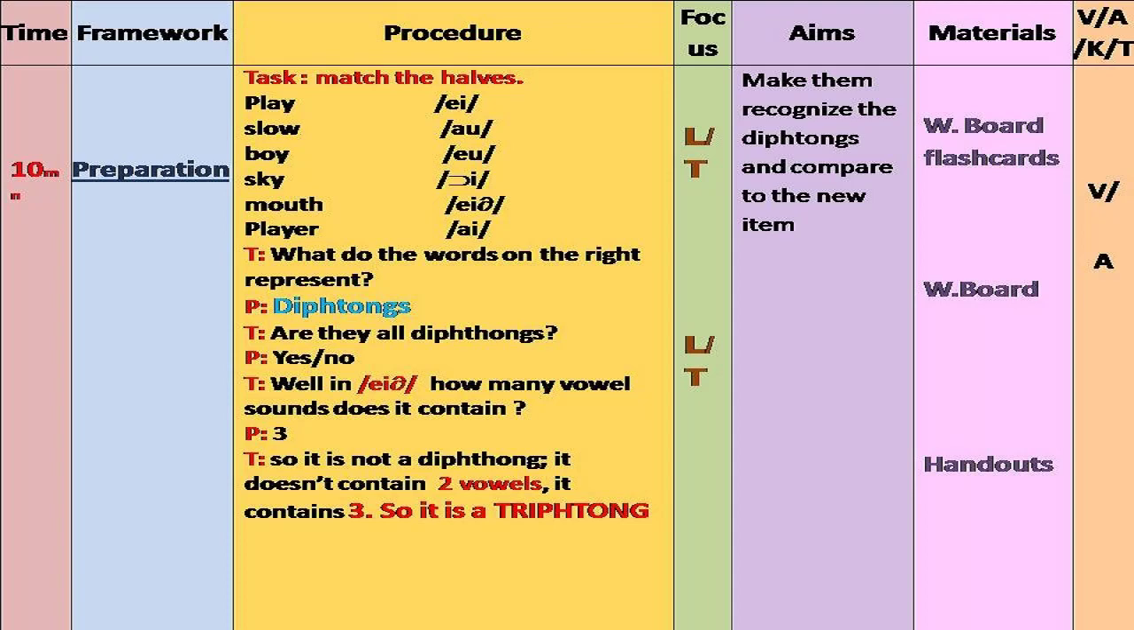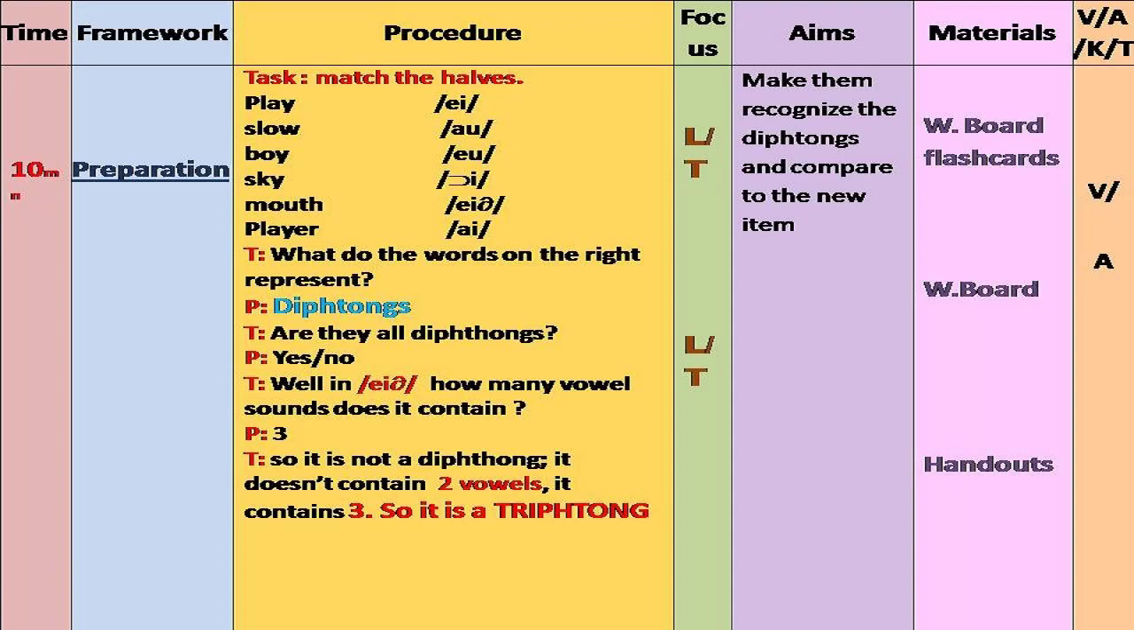So when I interact with my pupils, I'm preparing them for the presentation phase. That's why this phase is called preparation. What do the words on the right represent? They are diphthongs. Are they all diphthongs? Maybe yes, maybe no. Maybe they get the answer correct, maybe they get it wrong. Well, in the triphthong I gave, how many vowel sounds does it contain? So here they are going to recognize the difference alone. Just help them, just be a guide for them.